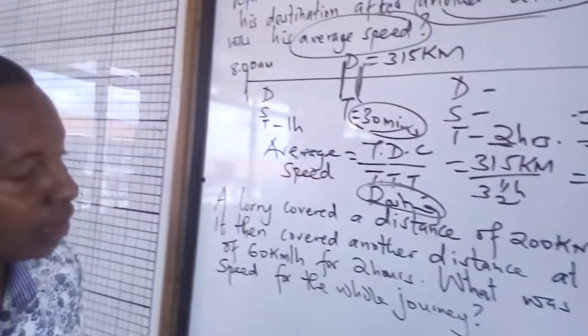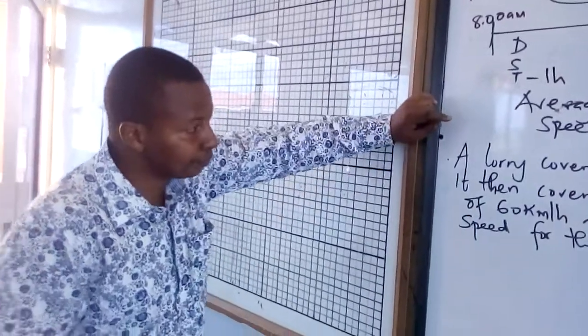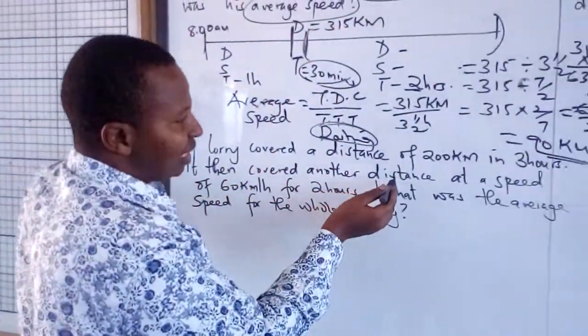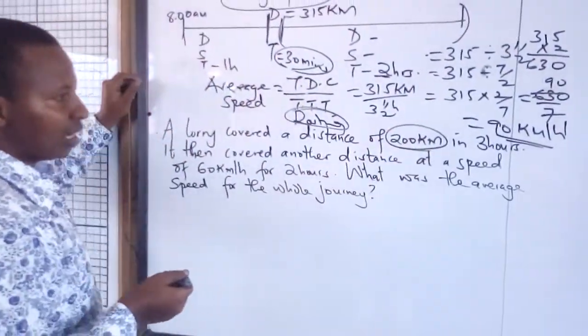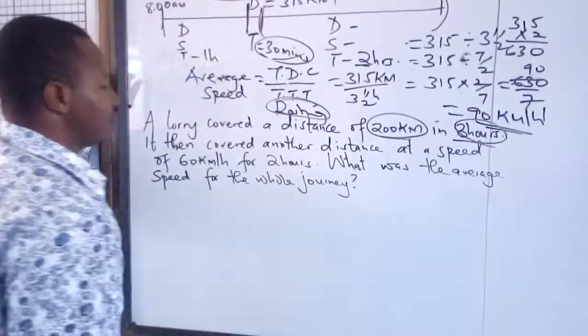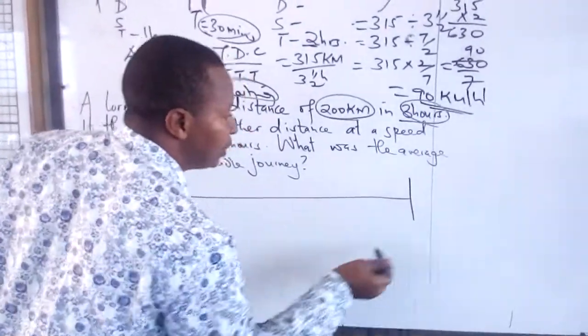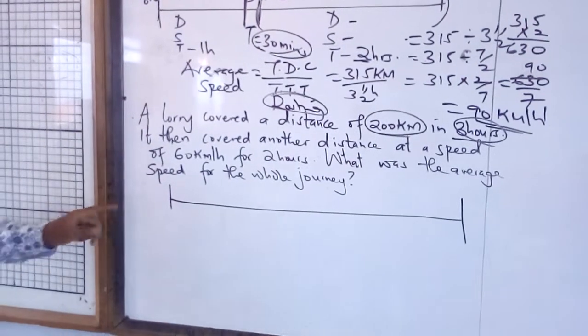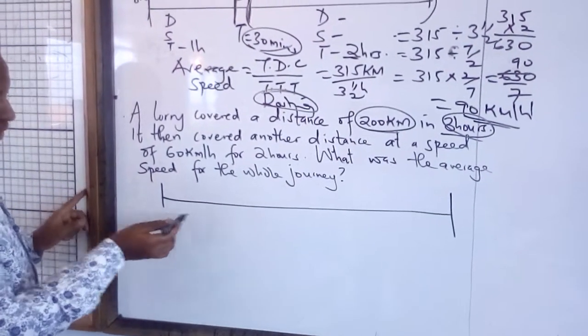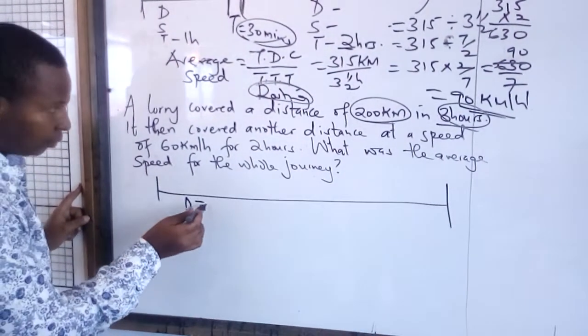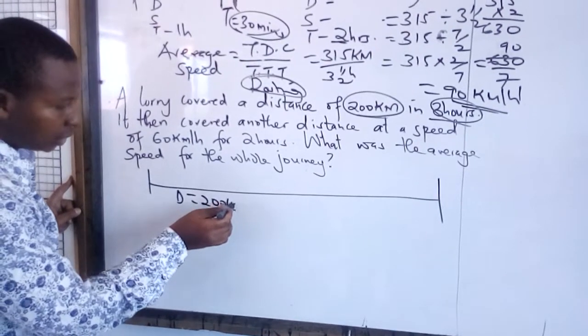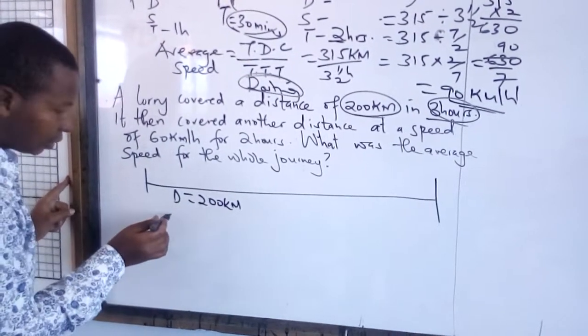90 kilometers per hour. This question: a car covered a distance of 200 kilometers in 3 hours. So let's represent our information using a line. So we are told it covered a distance of 200 kilometers in time.